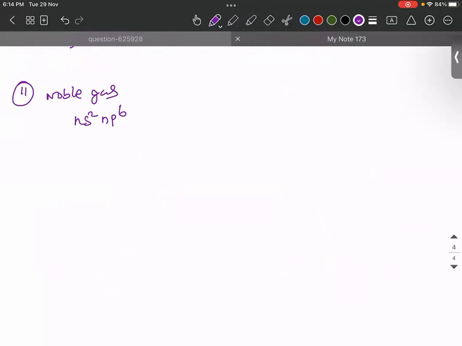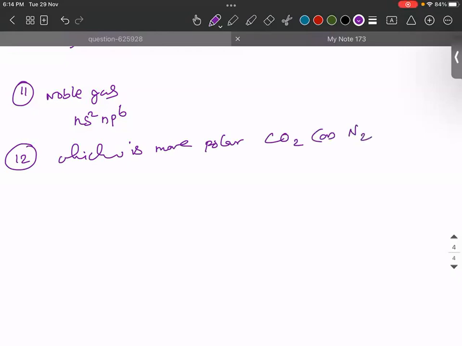And the next question. What is the next question? Which is polar? Which is more polar? CO2 or N2O? So tell me, which is more polar?